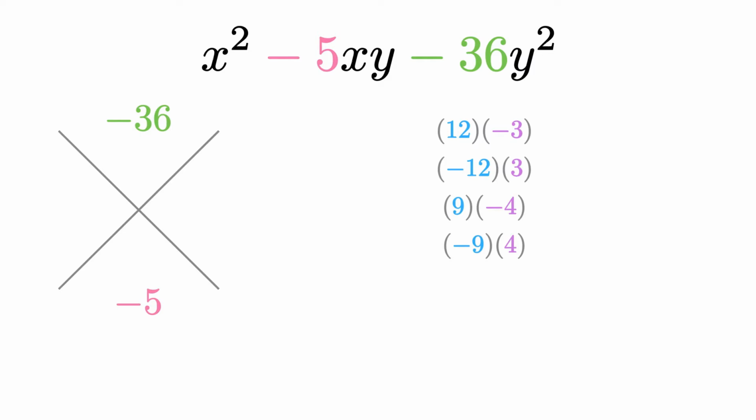So if we do 12 plus a negative 3, that will give us a positive 9, which is not equal to negative 5, so we'll eliminate that. If we do negative 12 plus 3, that will give us a negative 9, which is not equal to negative 5 again, so we'll eliminate that.